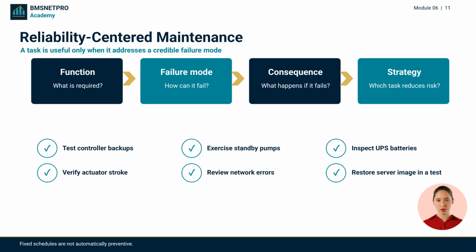Reliability-centered maintenance starts with function. What is required? How can it fail? What is the consequence? Which maintenance strategy is technically and economically appropriate? Examples include testing controller backups, exercising standby pumps, inspecting UPS batteries, verifying actuator stroke, reviewing network errors, and restoring a server image in a controlled test.